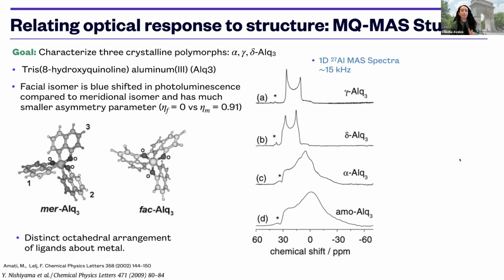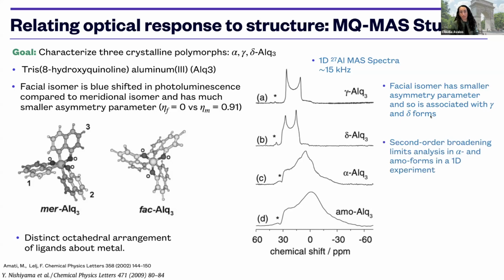So if we do a 1D aluminum MAS measurement, we can already take a look at these and make an assessment of which of these polymorphs are related to the meridional isomer versus the facial isomer. We know the facial isomer has a smaller asymmetry parameter, so they associate that with the gamma and delta forms. In the case of this 1D measurement, we get these second order broadening effects that can limit analysis in a 1D experiment.